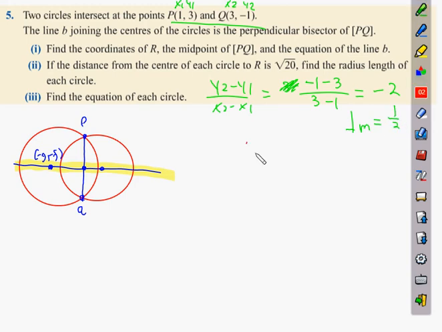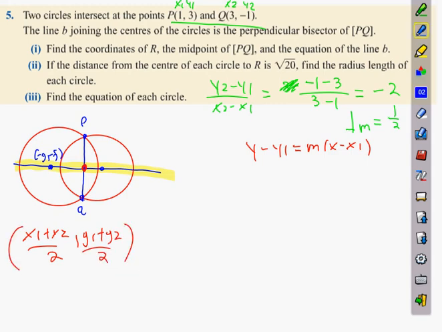The equation of a line is y minus y1 equals m bracket x minus x1. I do, however, need to know the midpoint of PQ, because that's the point that's actually on this yellow line. So in order to get that, I need to do the midpoint formula, which is x1 plus x2 over 2, y1 plus y2 all over 2. So using the same numbers as last time, we're going to get 1 plus 3 divided by 2, and 3 minus 1 over 2. That creates the midpoint 2, 1.